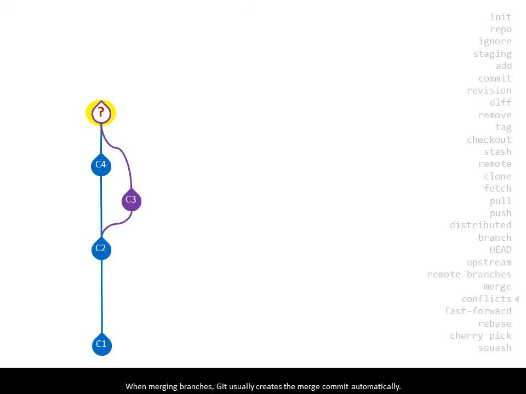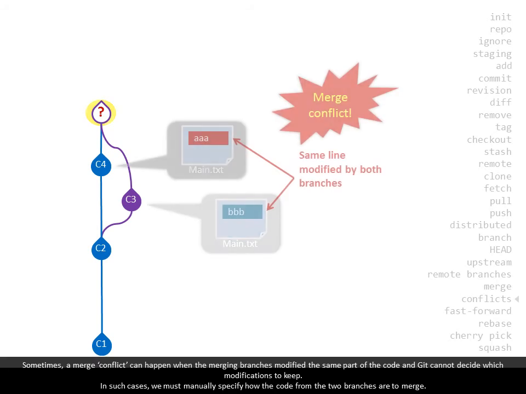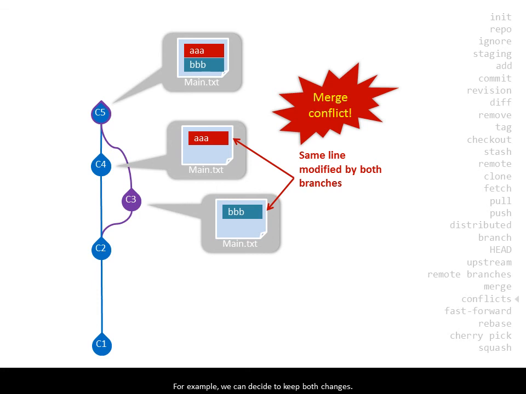When merging branches, Git usually creates the merge commit automatically. Sometimes, a merge conflict can happen when the merging branches modified the same part of the code and Git cannot decide which modifications to keep. In such cases, we must manually specify how the code from the two branches are to merge. For example, we can decide to keep both changes.